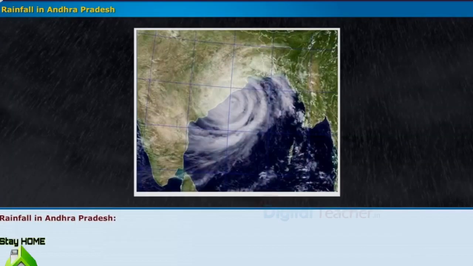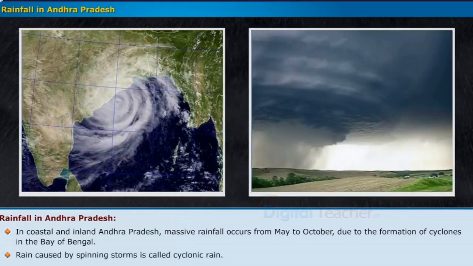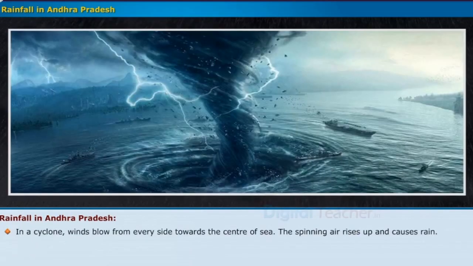Now, let us know about the cyclonic rains. In coastal and inland Andhra Pradesh, massive rainfall occurs from May to October due to the formation of cyclones in the Bay of Bengal. Rain caused by spinning storms is called cyclonic rain. In summer, due to the severe heat at the bottom of the sea, these cyclones are formed. In a cyclone, winds blow from every side towards the center of the sea. The spinning air rises up and causes rain.